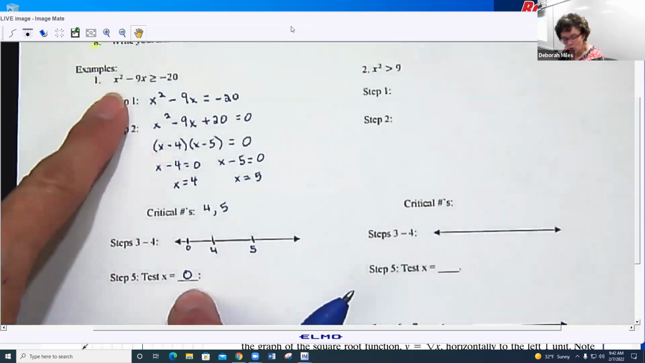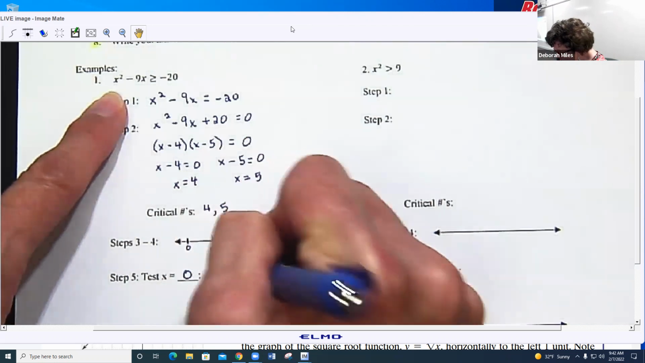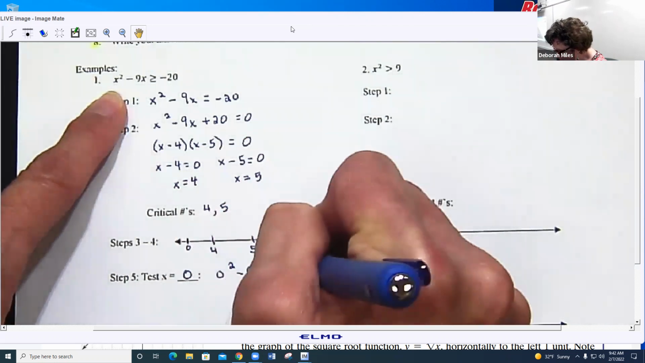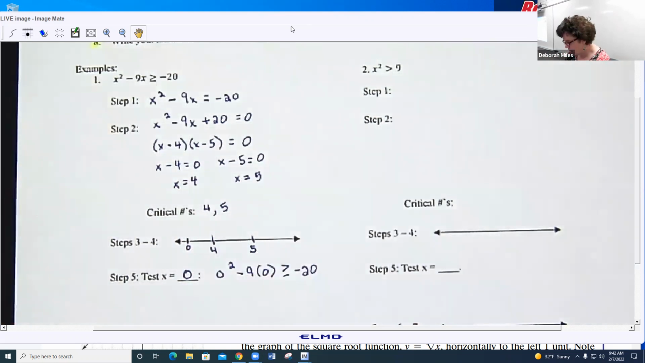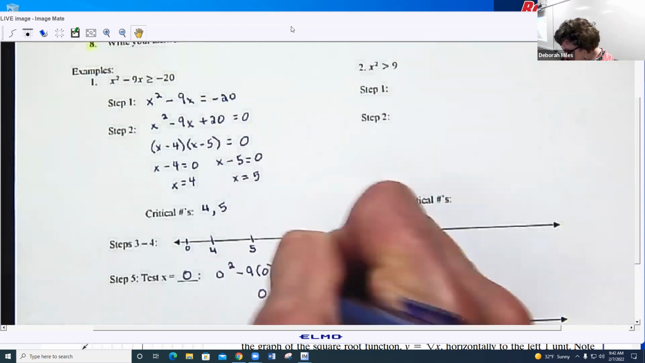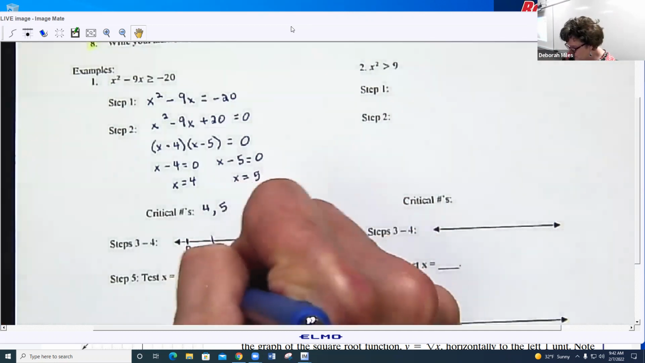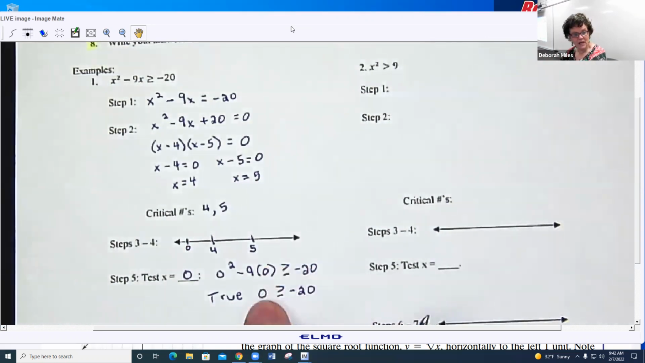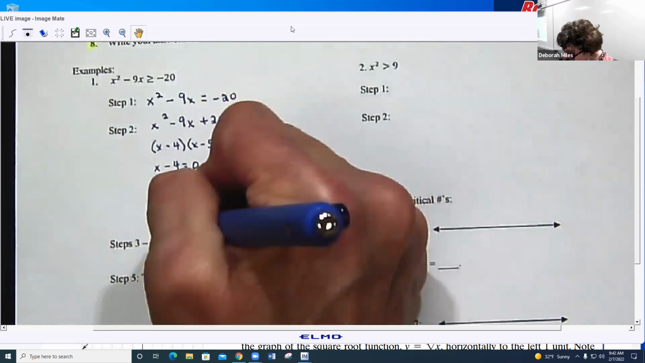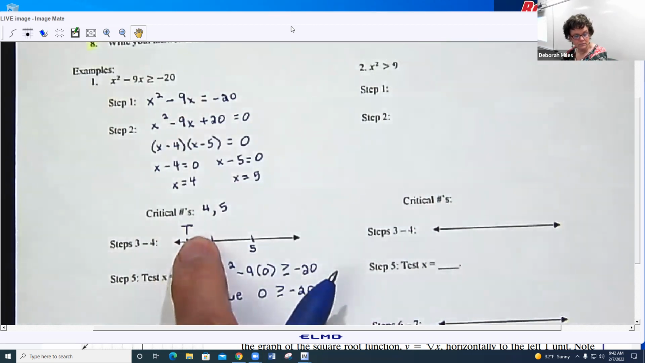Plug that back into the inequality, and I have 0 squared minus 9 times 0 is greater than or equal to negative 20. That left-hand side simplifies to 0 is greater than or equal to negative 20. Is that true or false? That's definitely true. I'd rather my checking account balance be 0 than negative 20. And that means my test point made the inequality true.